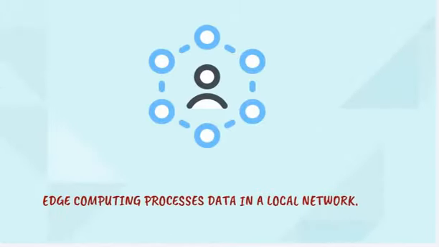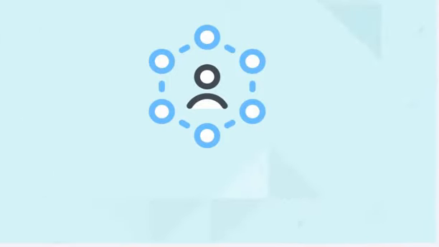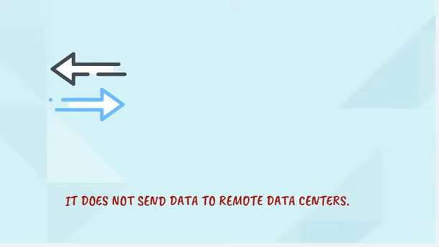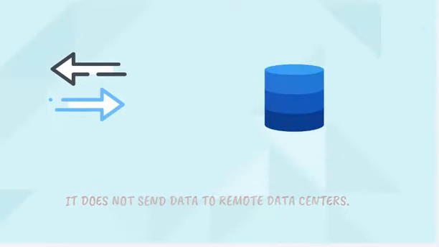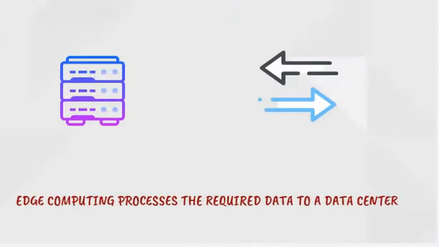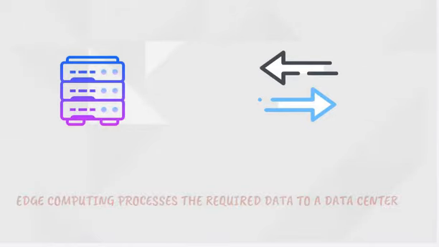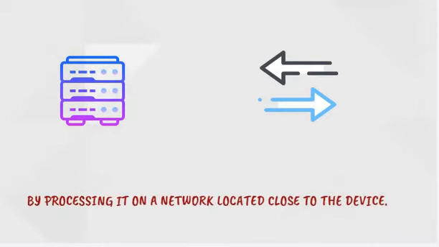Edge computing processes data in a local network. It does not send data to remote data centers. Edge computing processes the required data to a data center by processing it on a network located close to the device.